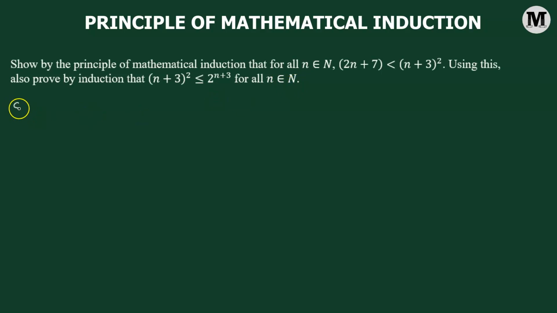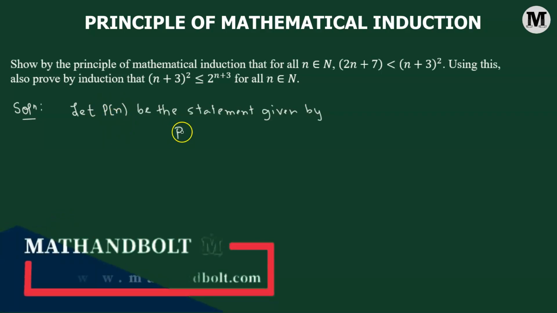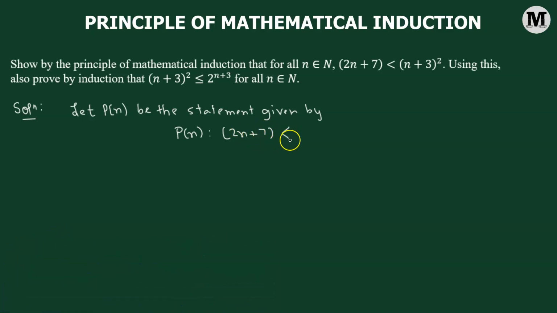Okay, let us begin. First, we will consider the mathematical statement P of n. Let P of n be the statement 2n plus 7 is less than (n plus 3) squared. Now this is a statement whose validity we need to check. That means this statement has to be valid for any natural number n that we pick up. It always has to be a true statement.